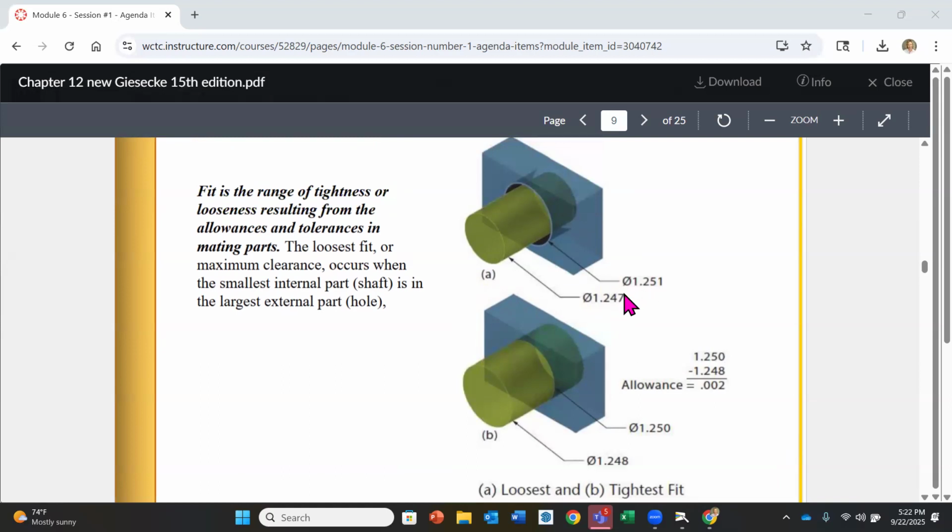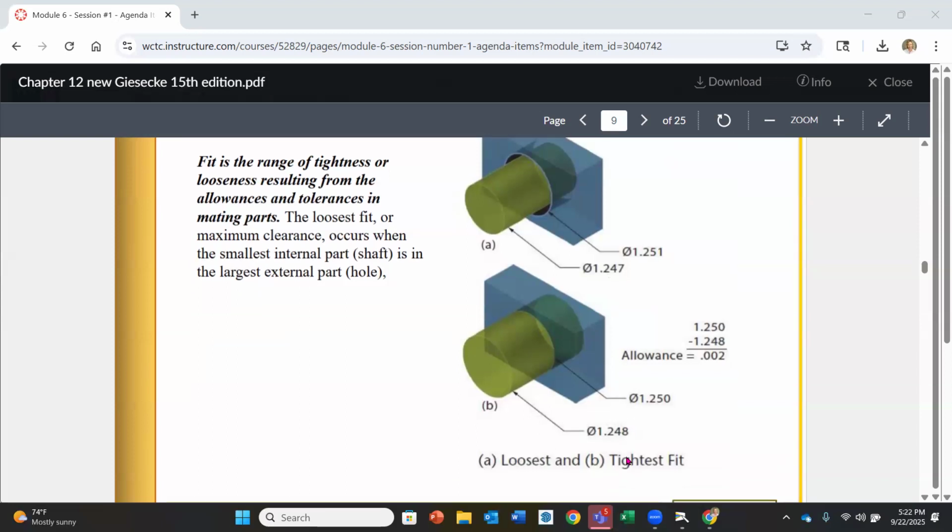If we look at the difference between the hole, the 1.251, and the shaft, what would that difference be? So 1.251 minus 1.247. What's the gap that's created in this first example? 4 thousandths, right? If you need a calculator, go ahead. If you take this number and subtract this one, it would be a positive 4 thousandths. Our hole is larger than our shaft, right?